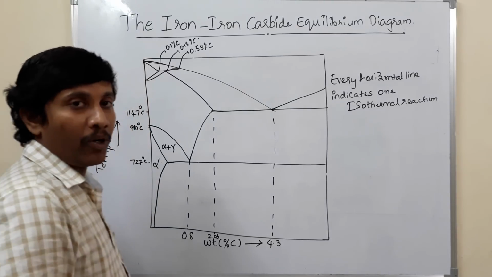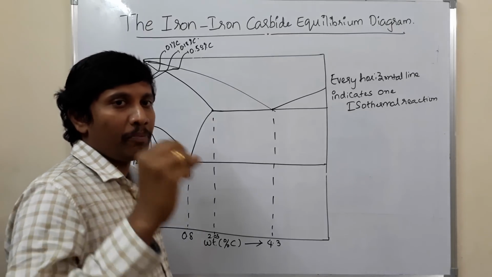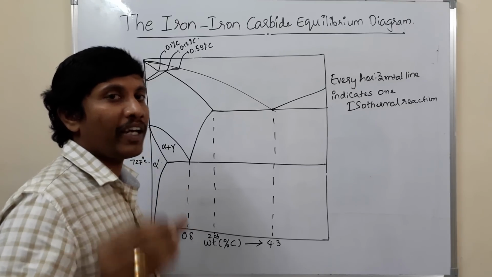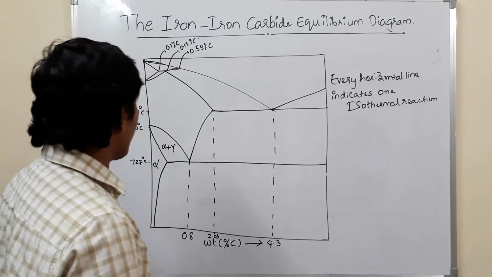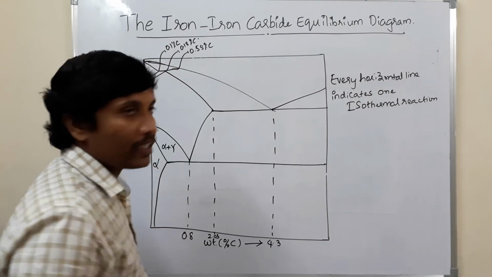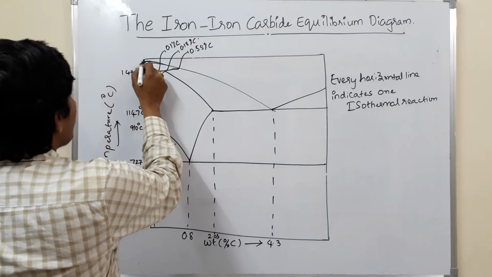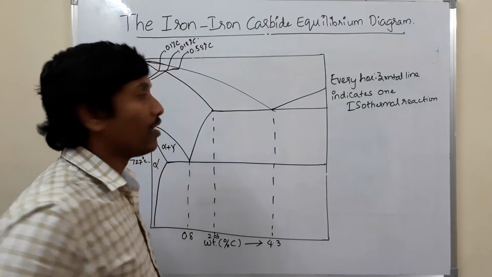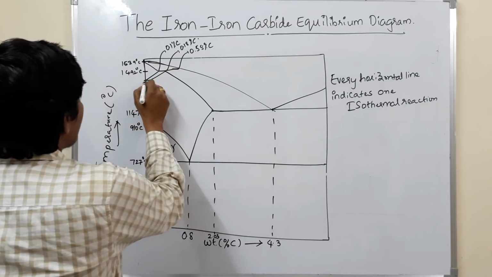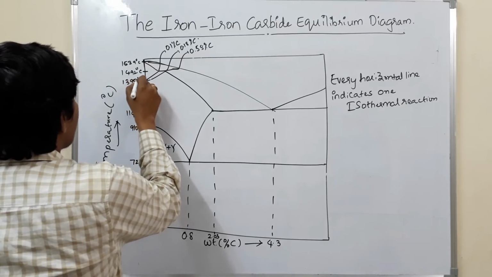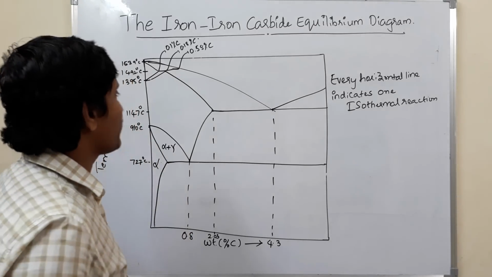You can observe one more important thing: I have drawn a horizontal line over here. It implies there will be one invariant reaction, or one phase change, at this particular horizontal line. The temperature at that point is around 1492 degrees centigrade. This point corresponds to the melting point of pure iron, which is at a temperature of 1539 degrees centigrade. This point corresponds to 1395 degrees centigrade. This point corresponds to 1147 degrees centigrade.